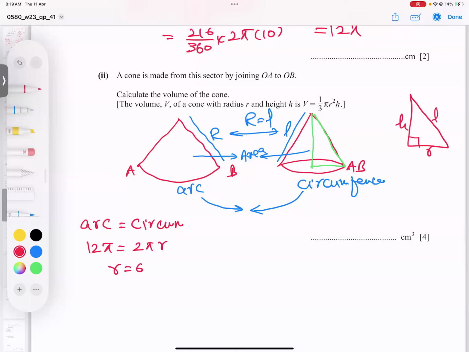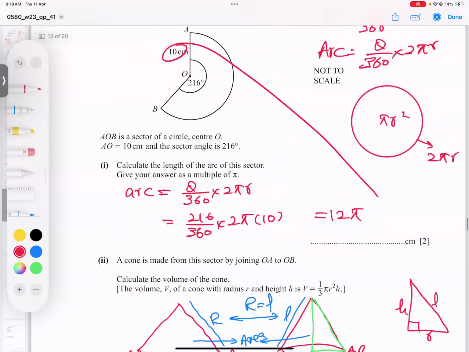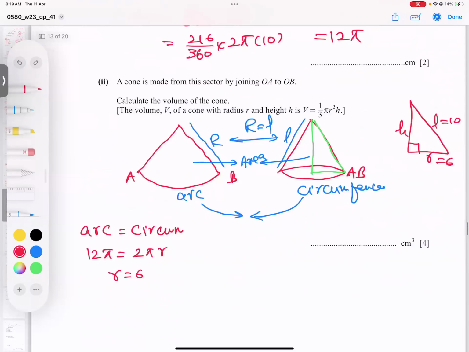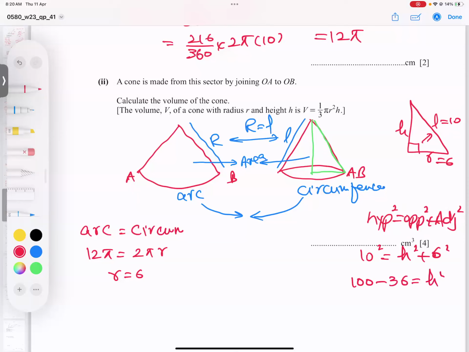Now, what is left? I taught you that the slant height and the radius of the sector are equal to each other. What is the radius of the sector? 10. So the slant height is also 10. And here I got 6. So I can find the height by using the Pythagoras theorem. What is the Pythagoras theorem? Hypotenuse squared equals opposite squared plus adjacent squared. The side in front of 90 degrees, the L, is always called the slant height. Be careful, some students put 10 somewhere else. So 10 to the power 2 equals h to the power 2 plus 6 to the power 2. 36 goes to the other side, and I got 64, which becomes 8.